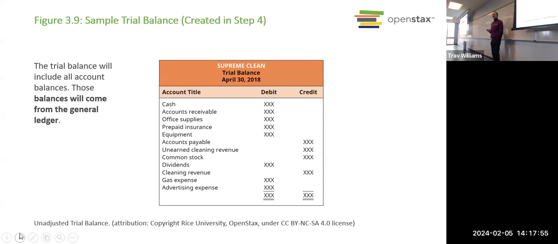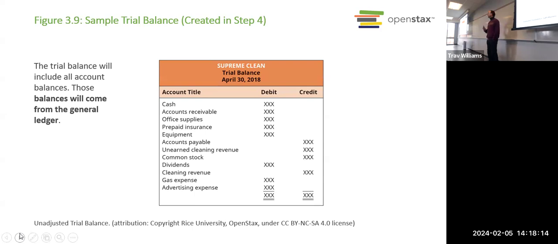Next, we go on to the liability accounts. We know that payables and unearned are always liabilities, and they would normally have a credit balance, right? Which they do.